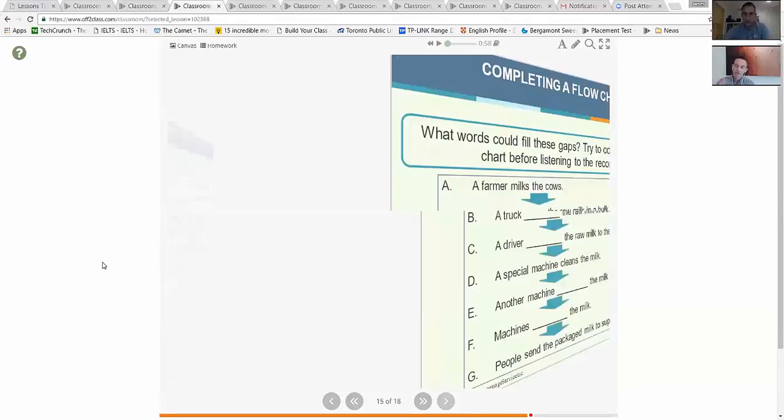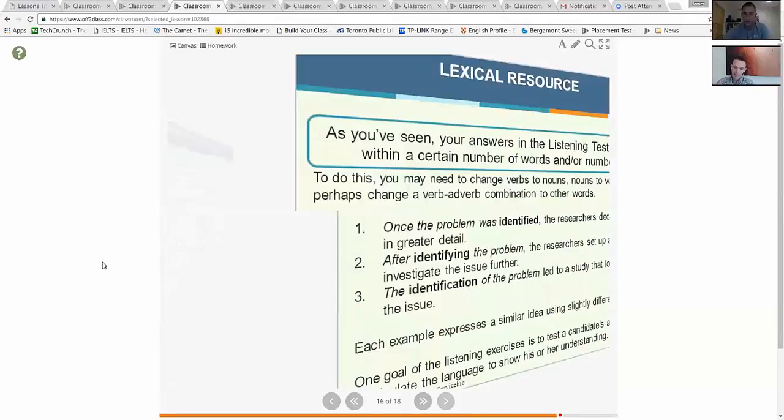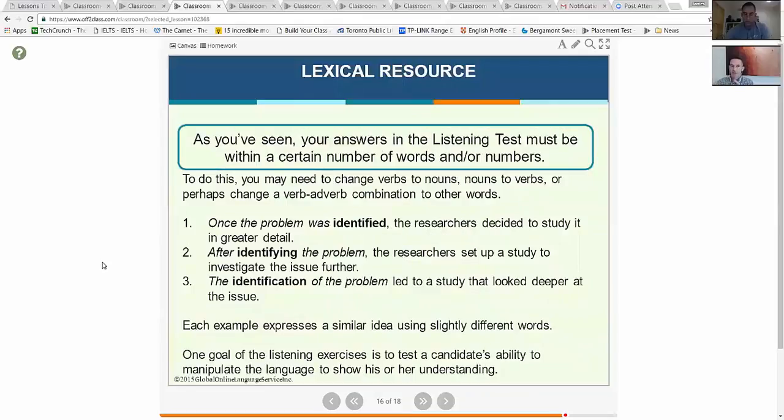One thing that students will need is a great lexical resource, and I mentioned at the beginning of the webinar, I tend not to teach vocabulary and grammar with an IELTS candidate. However, it is important that they have some flexibility and elasticity with their language, so I do exercises like this where I change, for example, in number 1, once the problem was identified, and then move that in number 2 to after identifying the problem.